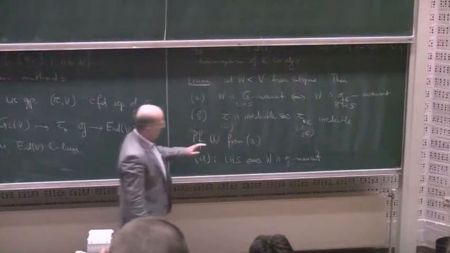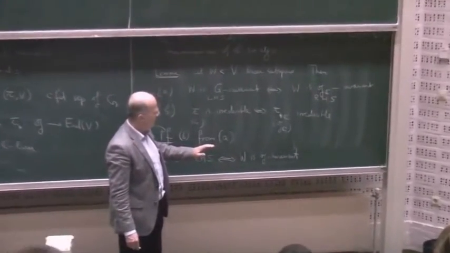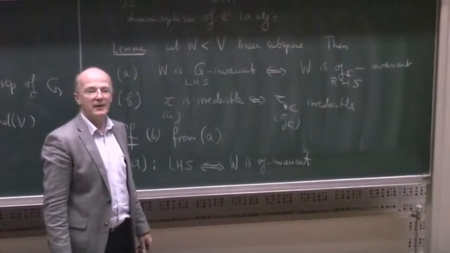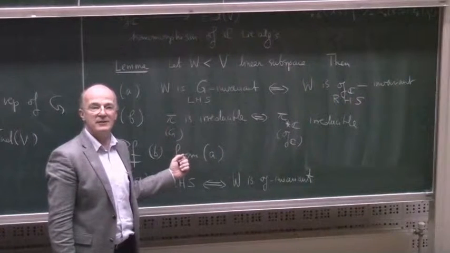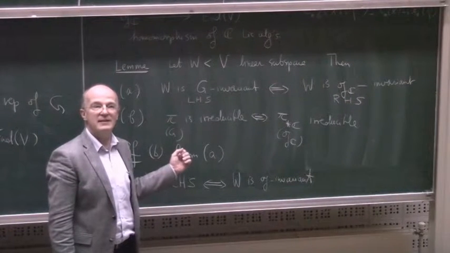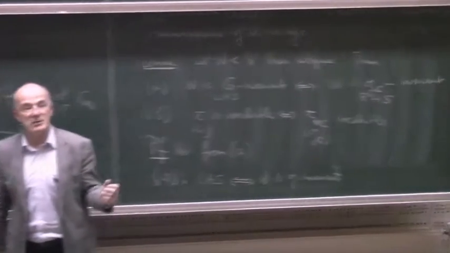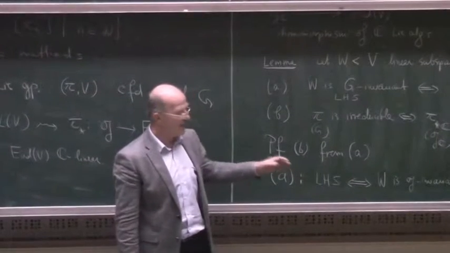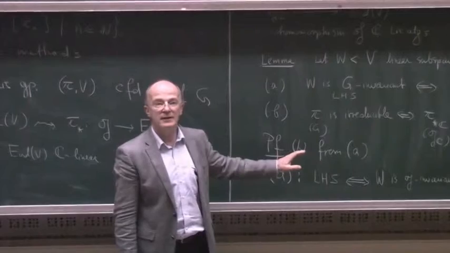Well, from left to right it's a matter of differentiation, and from right to left it's a matter of exponentiation, and using that the group is connected, so that the exp of the Lie algebra generates the whole group. So this is by means of techniques that we have seen already. I'm not going to elaborate on this.